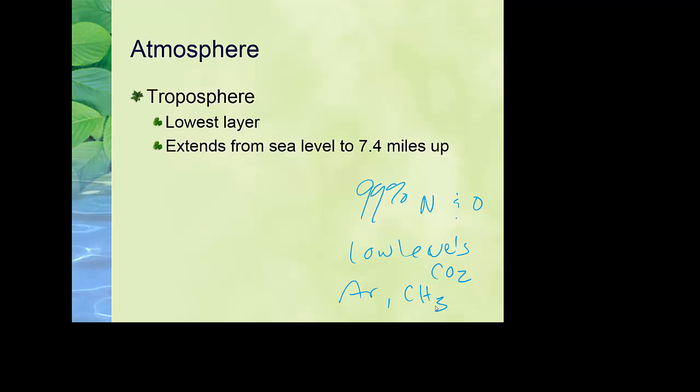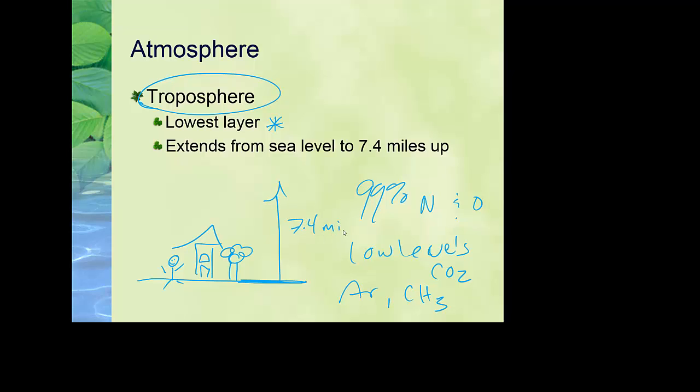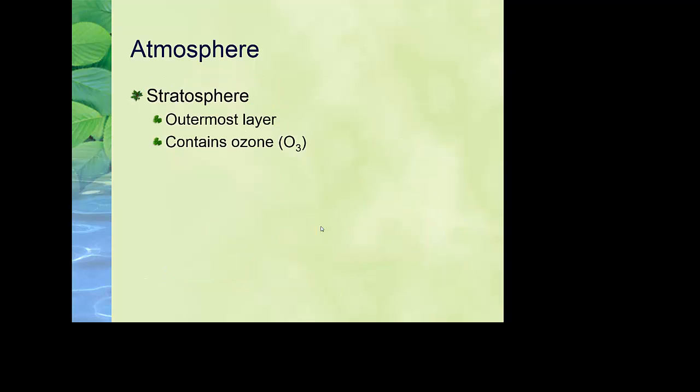But what we're most interested in is the troposphere, or this lowest level. This is where we live. Okay, so if this is your house, it's from this ground level up to 7.4 miles. This seems arbitrary to you, I understand, but that measurement is actually due to the pressures and the temperatures associated with that section of the atmosphere. And I bet you never really thought about the fact that you're walking around in an atmosphere. That's okay.